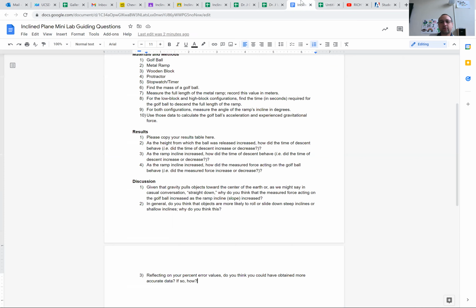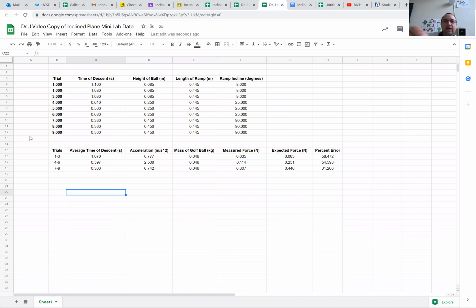So let's go ahead and take a look at this guy. So you have one more results question to do, okay? And it says, as the ramp incline increased, how did the measured force acting on the golf ball behave? Okay, so if you look here, the ramp incline increases, okay? And as that happens, the measured force increases, okay?